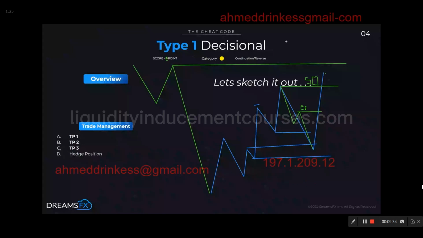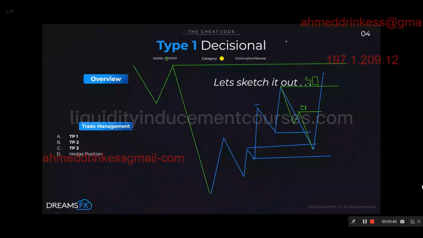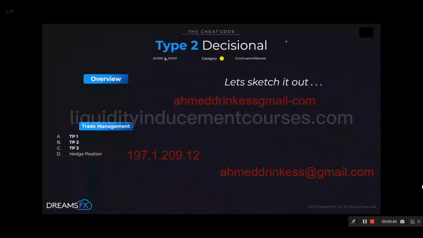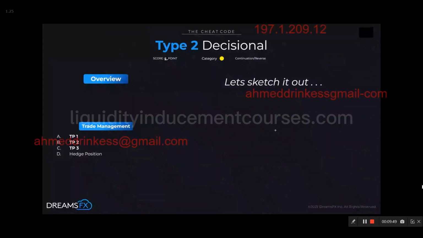All right, let's go ahead and carry on. So now we're going to do a type 2 decisional. Type 2 decisional. It might seem straightforward. I can promise you this is where it's very important to pay attention. Type 2 decisional.